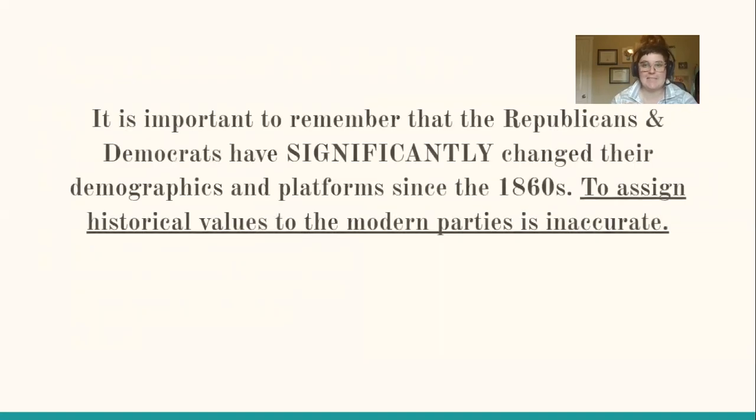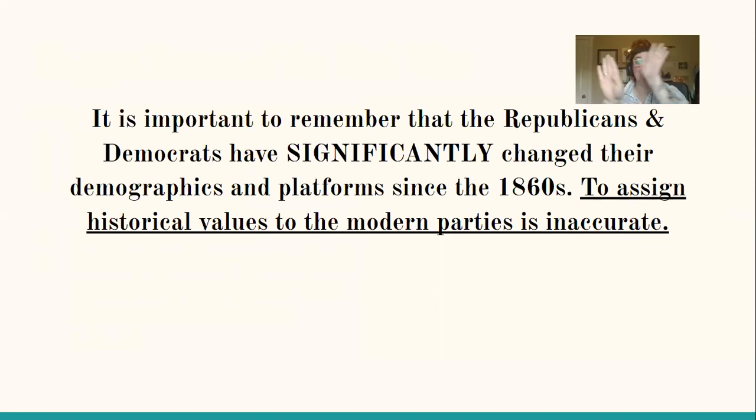Okay, and then just one last thing. I've mentioned Republicans and Democrats, and this is the origin of the two political parties we have now. But it is really important to remember that Republicans and Democrats have significantly changed their demographics and platforms since the 1860s. In fact, they've almost entirely swapped, right? So to assign historical values to the modern parties is inaccurate. To say that Democrats now are the same as Democrats from the 1860s or 1850s doesn't mean anything, because the parties have changed so hugely. The only thing that has really stayed the same is the name. Okay.